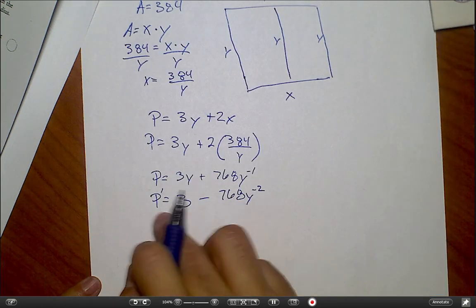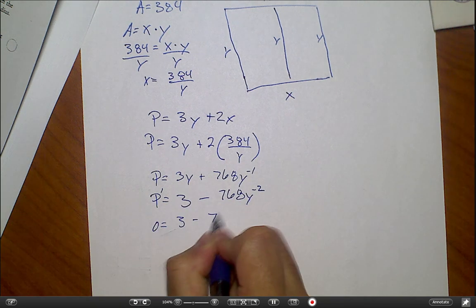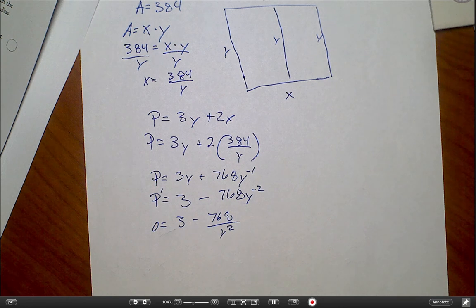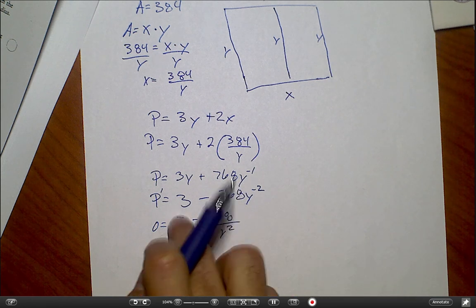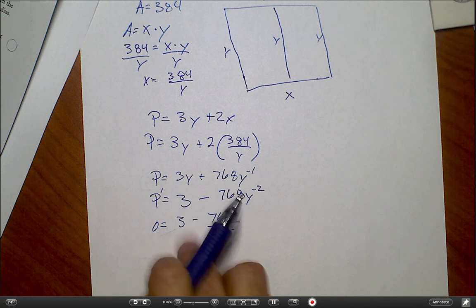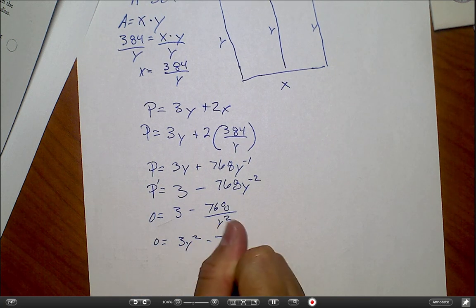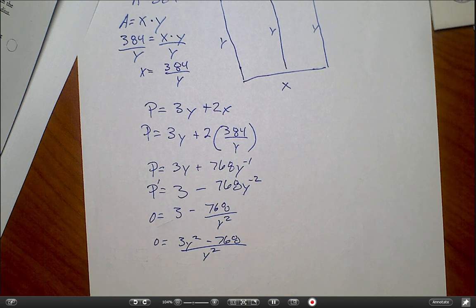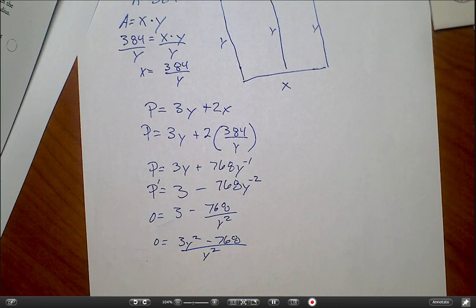So let's go ahead and set this equal to 0. So now I'm going to have 0 is equal to 3 minus 768 over y squared. Common denominator is going to be a y squared, so I multiply this by y squared over y squared. So over here on the 3, I'm going to have 0 equals 3y squared minus 768 all over y squared. Now, did I lose anyone on this? Are there any questions right here for what I've done up until this point? Don't be afraid to ask.